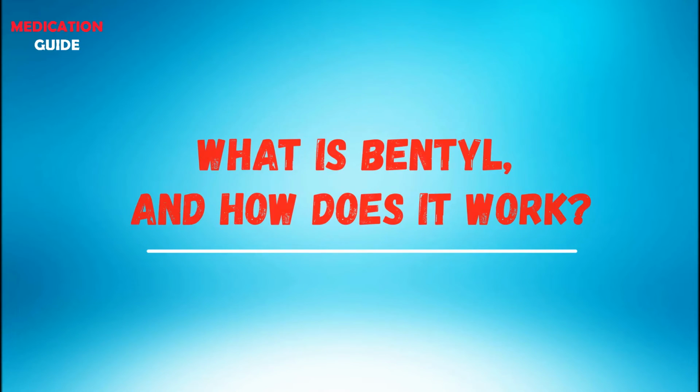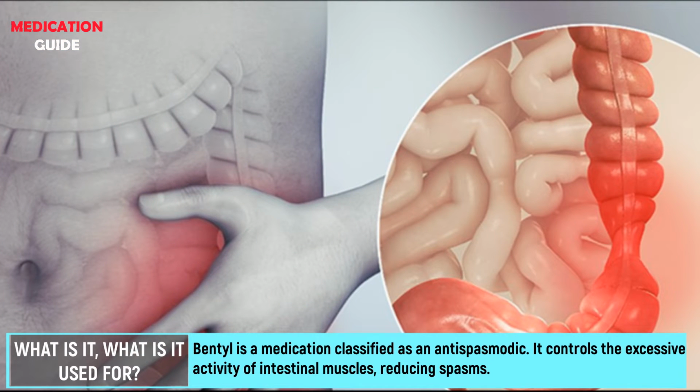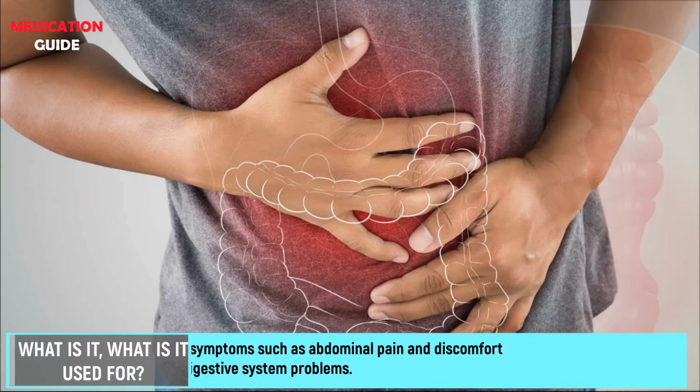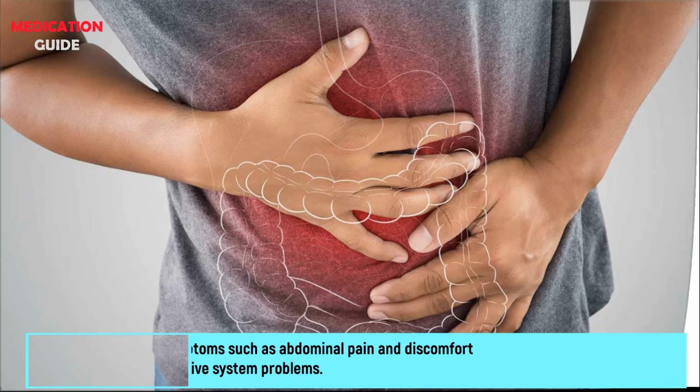What is Bentyl, and how does it work? Bentyl is a medication classified as an antispasmodic. It controls the excessive activity of intestinal muscles, reducing spasms. This can alleviate symptoms such as abdominal pain and discomfort associated with digestive system problems.